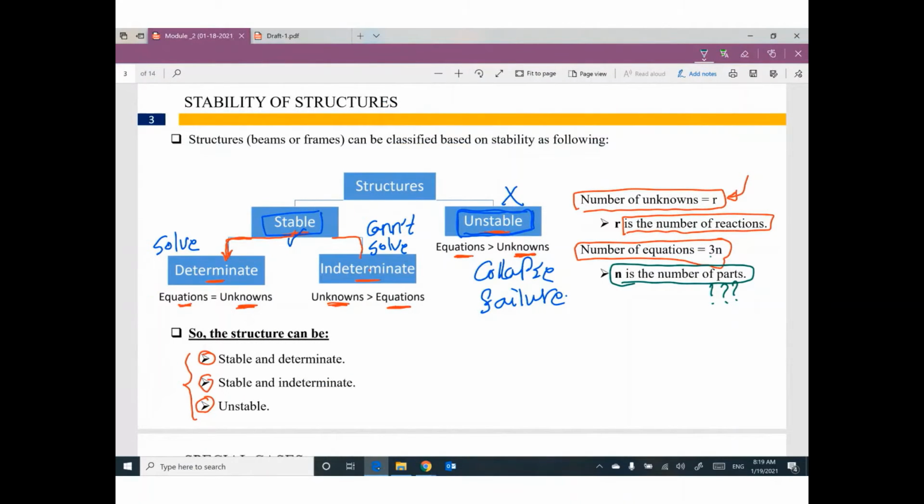So any beam or frame can be classified based on stability as follows: stable and determinate, stable and indeterminate, or unstable. How can I figure out the stability or determinacy of the structure based on the relationship between the number of unknowns and the number of equations? What is the meaning of the number of unknowns? It is the number of reactions. What is the meaning of the number of equations? Equal to 3n. N is the number of parts.